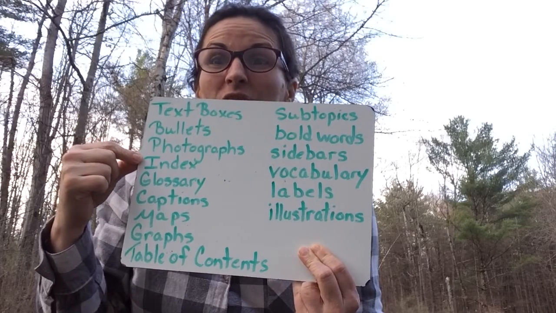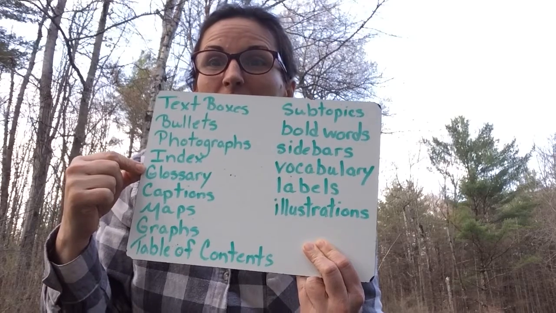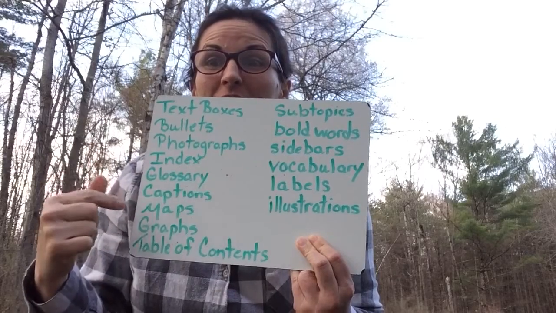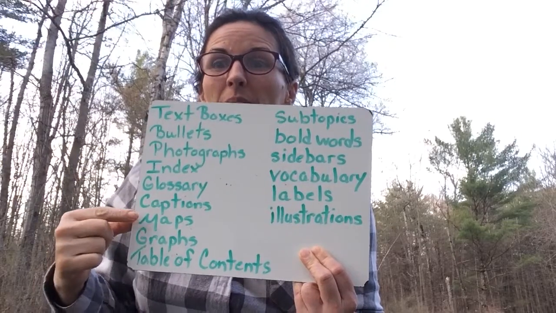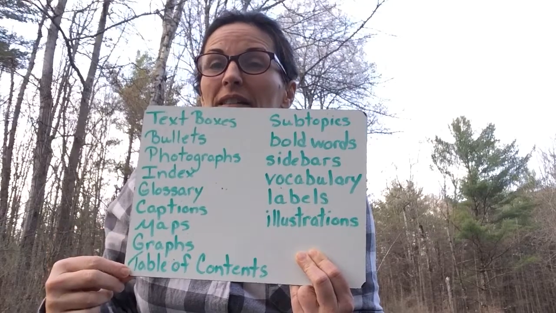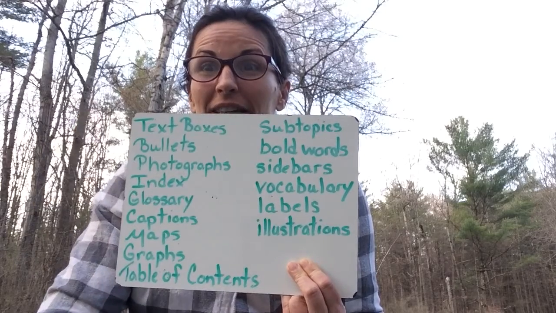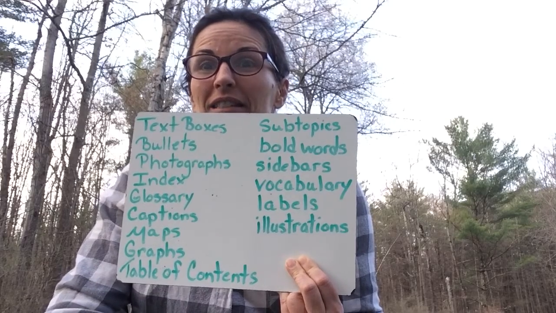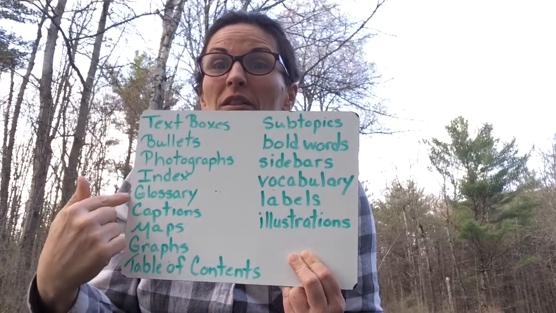Our index, that tells us where we can find information on certain pages. A glossary, which tells us about the new words or vocabulary that are in the story. Captions, right? They tell us what's going on in the picture. Maps and graphs, doing comparisons. A table of contents to give us what chapters we're going to be reading. Subtopics, those are our headings. Those are kind of the chapters, titles, right? We call them subtopics or headings. And the bold words, words that stand out that usually end up showing up in the glossary.